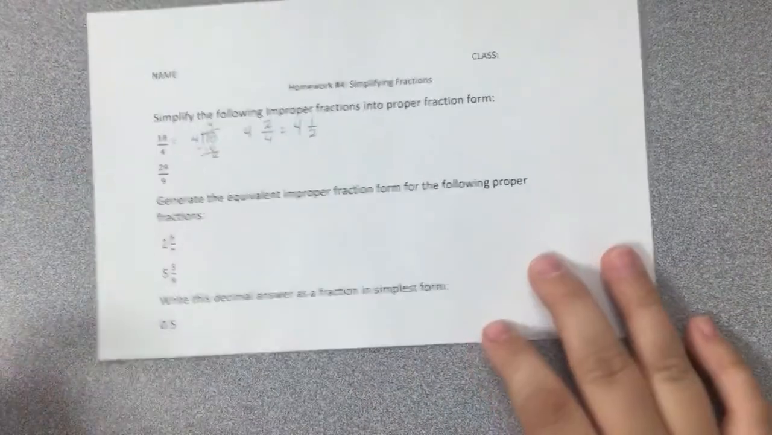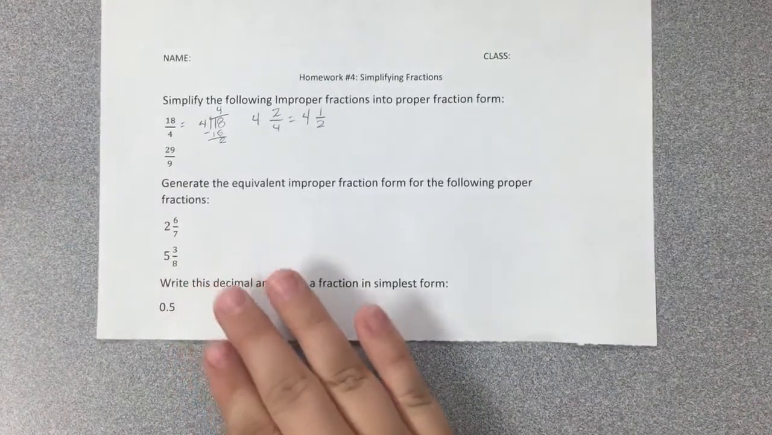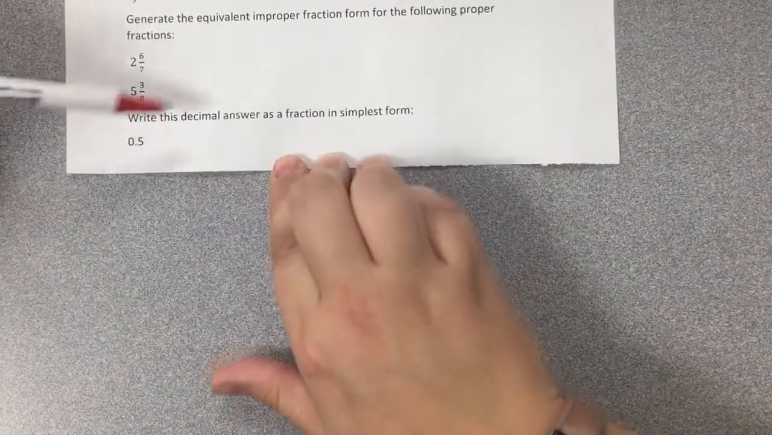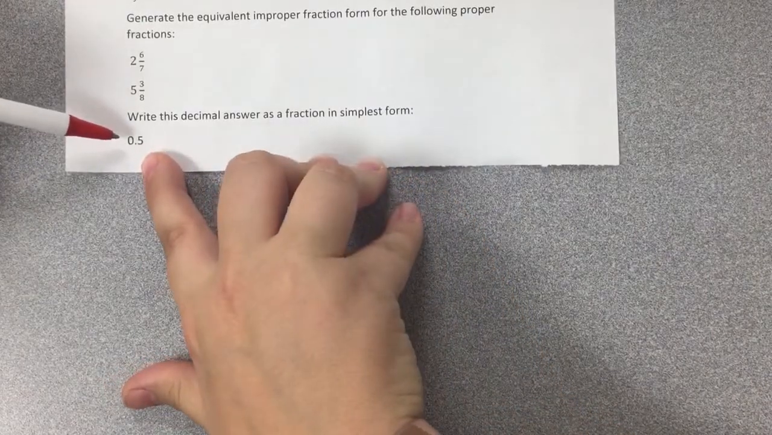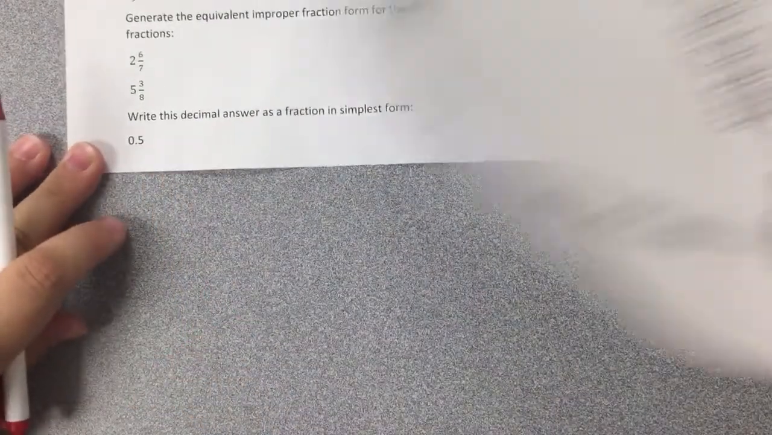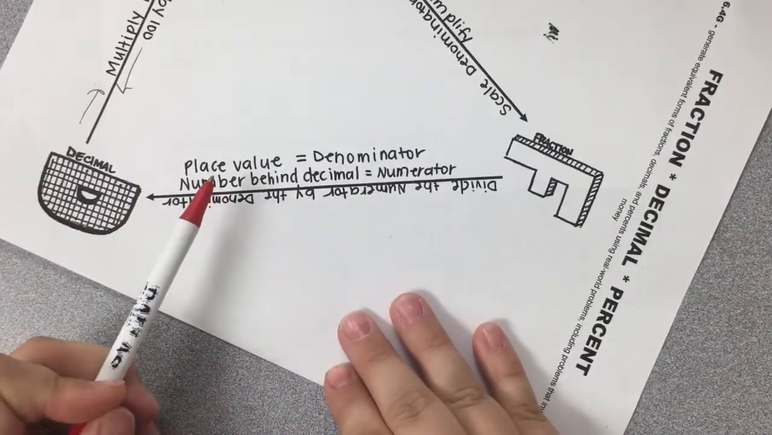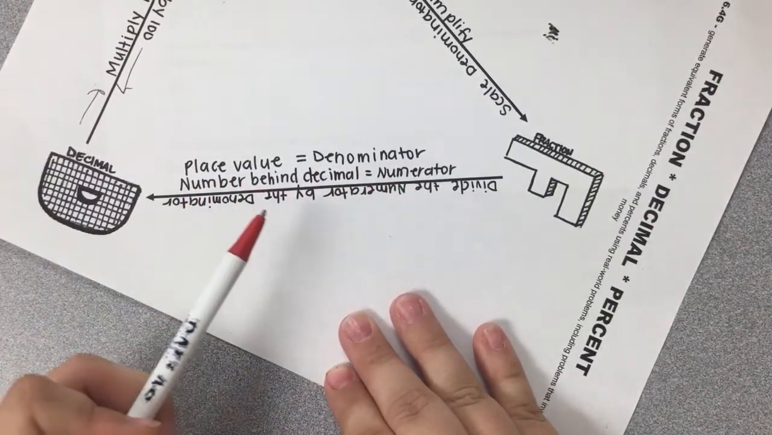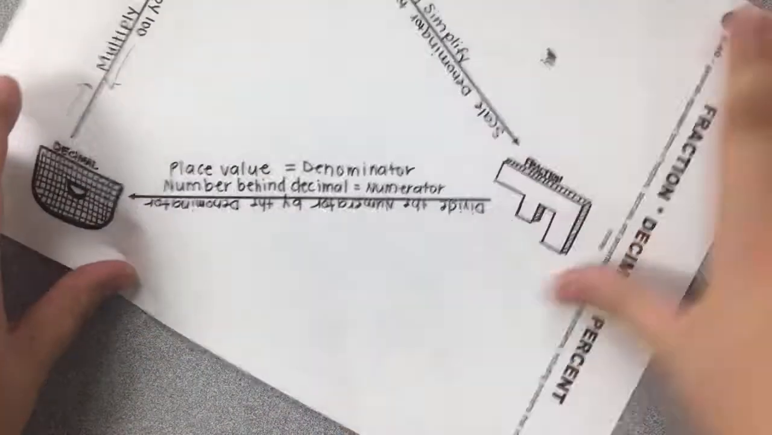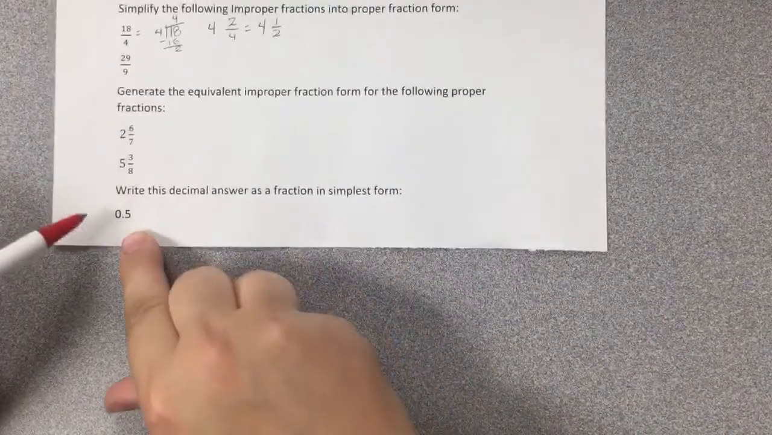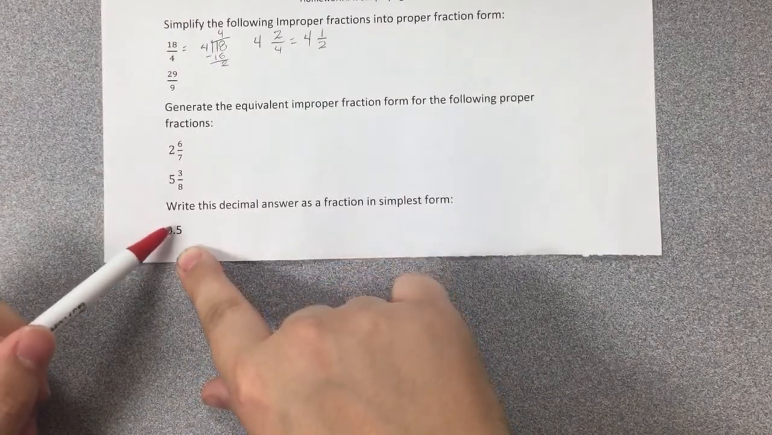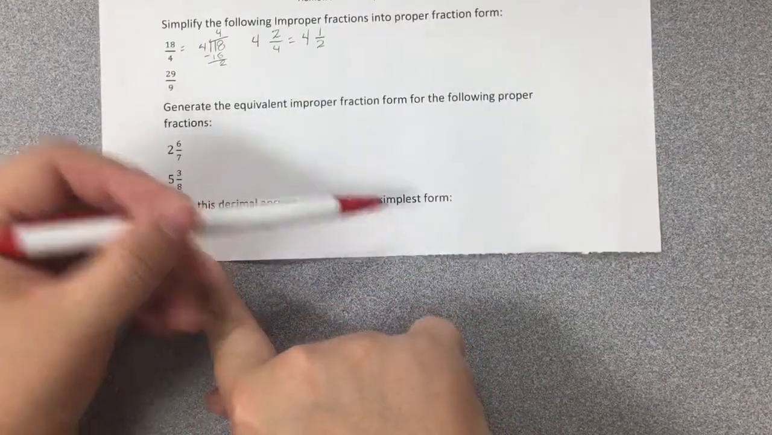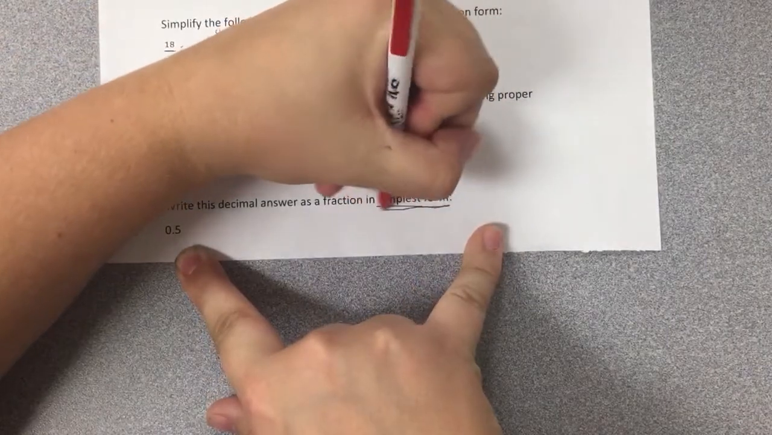All right, so you're going to do the same thing with these two. Write the decimal answer as a fraction in simplest form. Now, very first, you have a decimal. To get a decimal into a fraction form, the place value is your denominator, and the number behind the decimal is your numerator. We have 5/10. So 5/10 written as a fraction in simplest form. Please pay attention to this. This says simplest form.